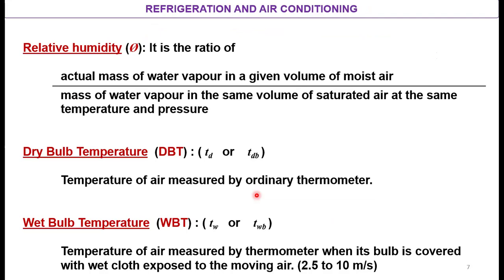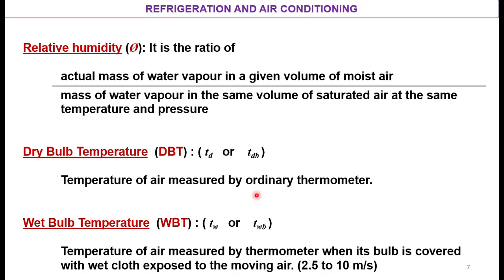It means that the numerator talks about the unsaturated air, and the denominator talks about the saturated air. That way the relative humidity is expressed: actual mass of water vapor in a given volume of the moisture, divided by the mass of water vapor in the same volume of saturated air at the same temperature and pressure. And it is expressed in percentage, 30%, 40%, 50, 60, 80%. Normally the maximum value is 100%. So that is the definition for relative humidity.